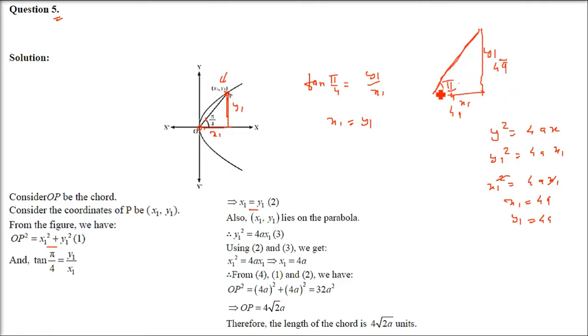So now this will be what? This is the square root of (4a) whole square plus (4a) whole square, by Pythagoras. So 4 root 2 a is going to come.